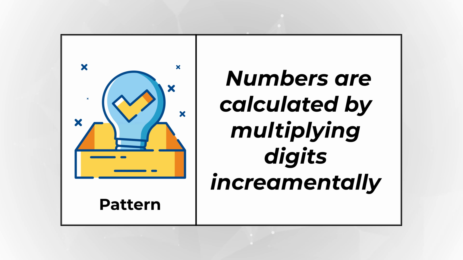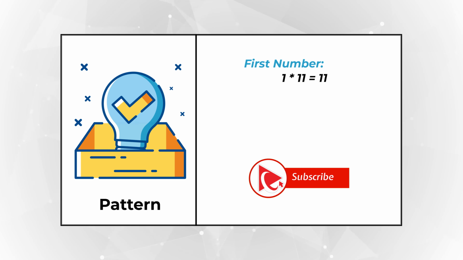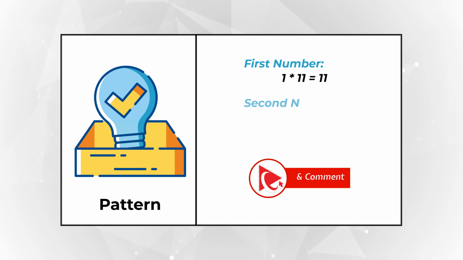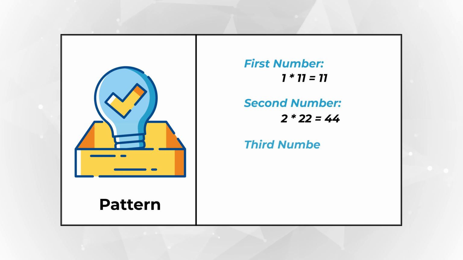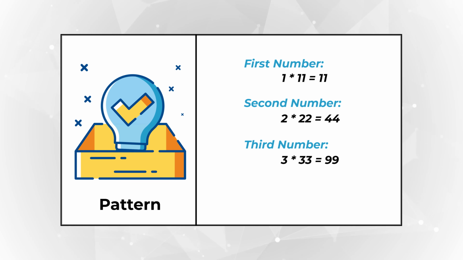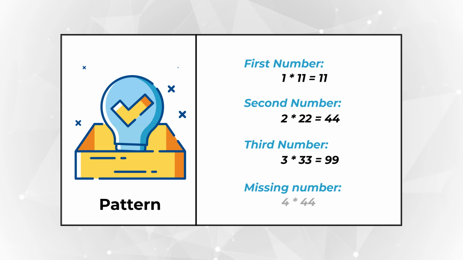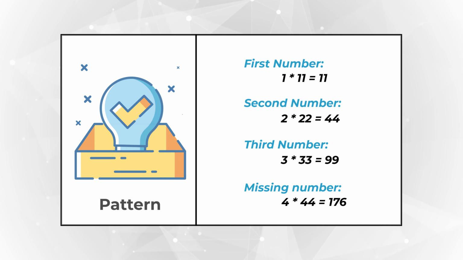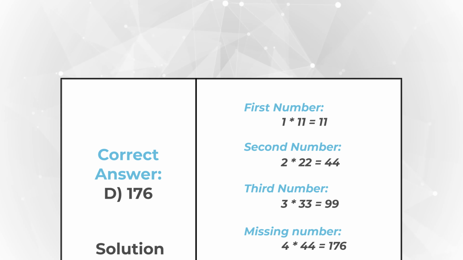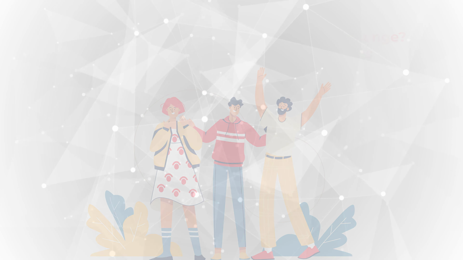The first 3 numbers are calculated by multiplying the single digits incrementally. For example, the first number is 1 multiplied by 11, which is 11. The second number is 2 multiplied by 22, which equals 44. The third number is 3 multiplied by 33, which equals 99. So the missing number can be calculated as 4 multiplied by 44, which equals 176. So the correct choice here is choice D, 176. Hopefully you've nailed this question and now know how to answer similar problems on the test.